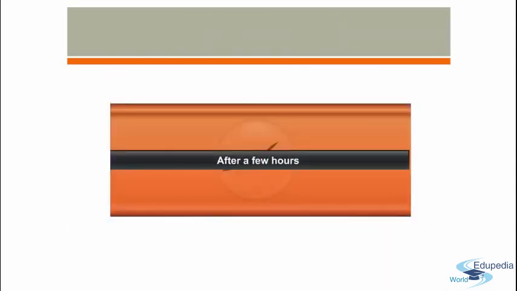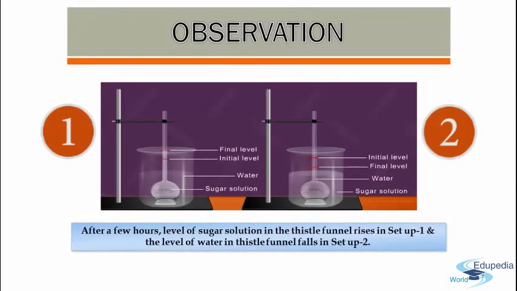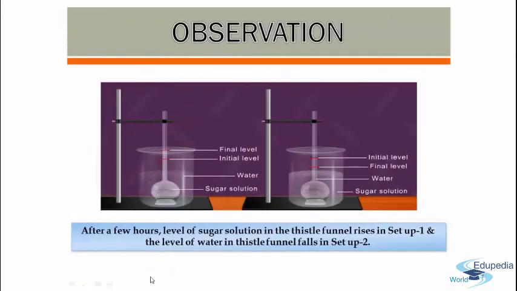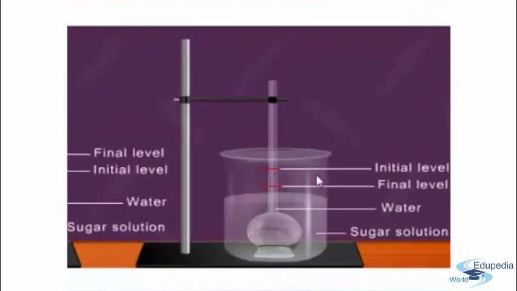Then after a few hours, we will observe that the level of sugar solution in the thistle funnel rises in setup 1. You can see this final level, and initially it was at this level. The level of sugar solution has risen in setup 1. And the level of water in the thistle funnel falls in setup 2. You can see that this was the initial level and this is now the final level in case of setup 2. Why has this happened?